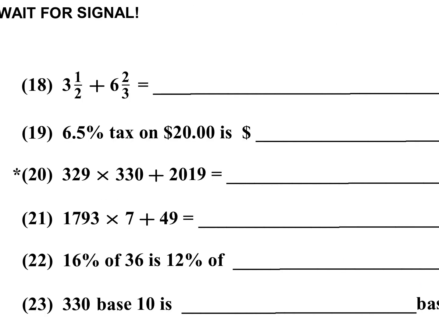Okay, we're moving to the top of the second column now. Number 18, what is 3 1/2 plus 6 2/3? We need a common denominator, and that would be 6. 1/2 is 3 over 6, so I'm going to write that down. And 2/3 is 4 over 6. So when you add those together, you have 7 over 6, which is 1 1/6, and then carry a 1. 3 plus 6 is 9, plus the 1 that we carried, that would be 10 1/6.